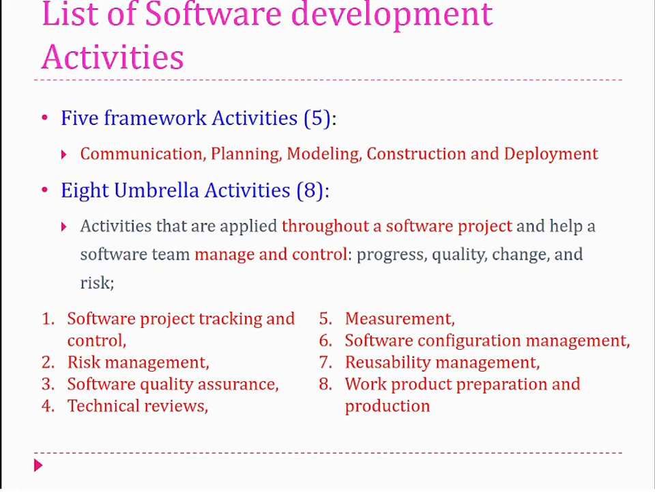Apart from these 5 activities, a software project also includes 8 umbrella activities like software project tracking and control, risk management, software quality assurance, technical reviews, measurements, software configuration management, reusability management, work product preparation, and production. These activities ensure that the project remains organized, maintains quality, and adapts to changes effectively.